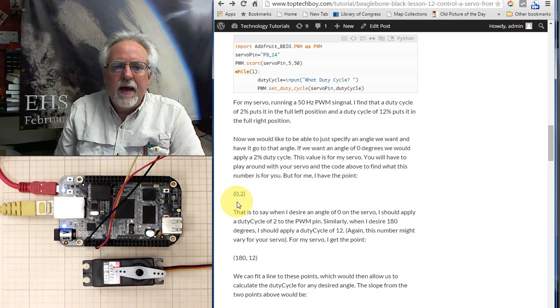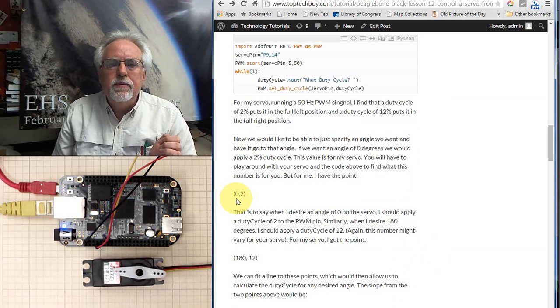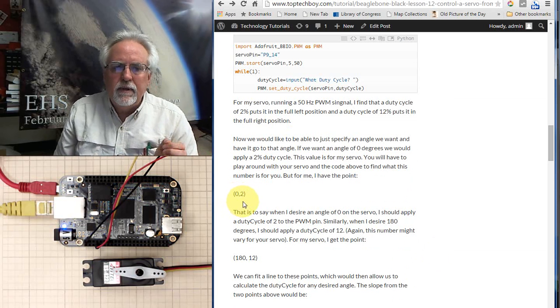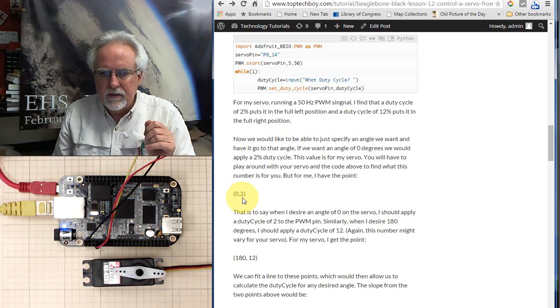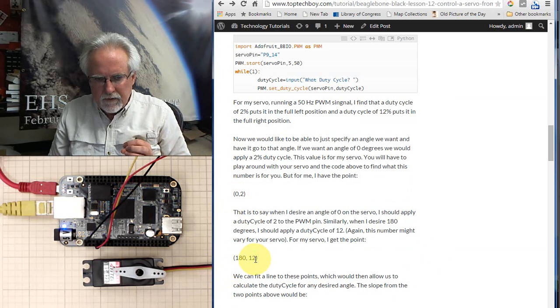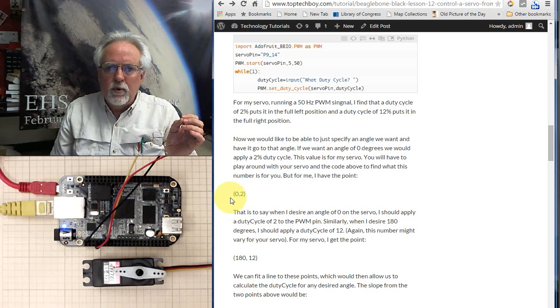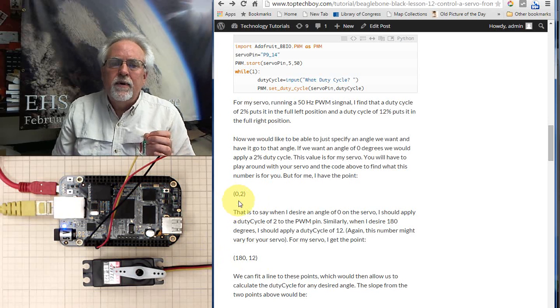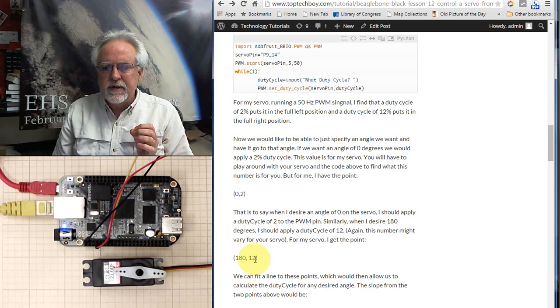If I have a desired angle of 0, that's full left, I need to apply a duty cycle of 2. So to get 0, I apply 2. That's 1 point. To get a desired angle of 180, I apply 12. I have 2 points, the point 0,2 and the point 180,12. If I desire 0, I put a duty cycle of 2. If I desire 180, I put a duty cycle of 12.